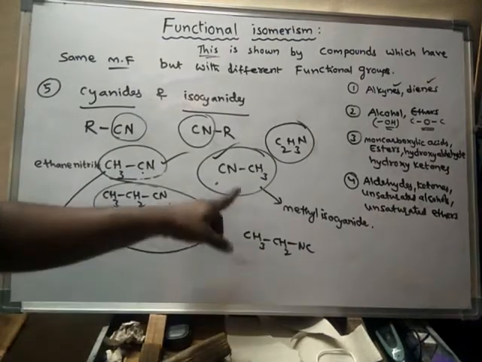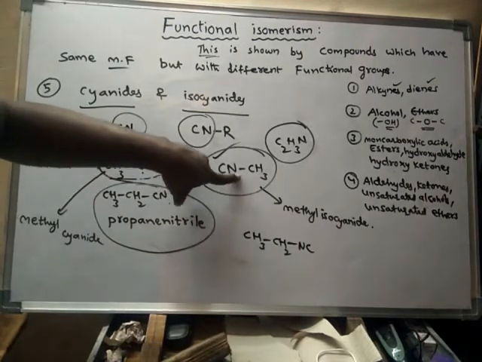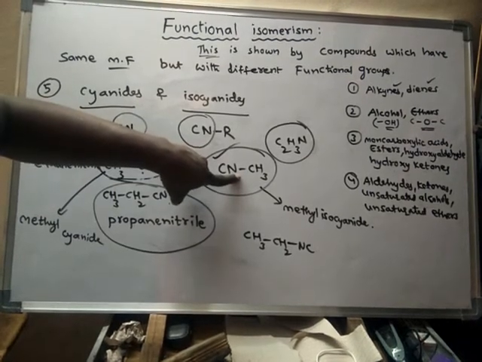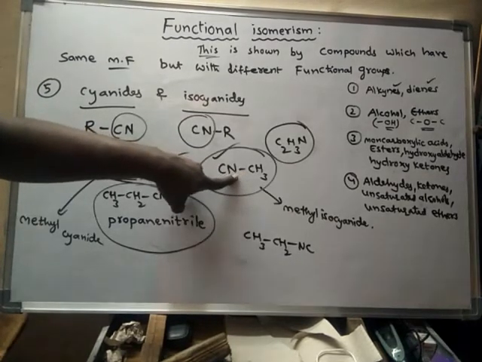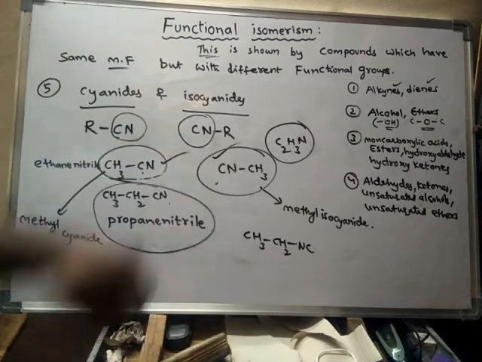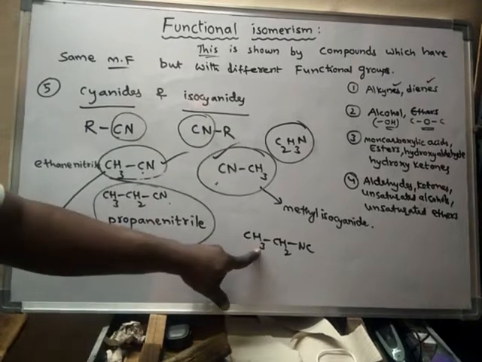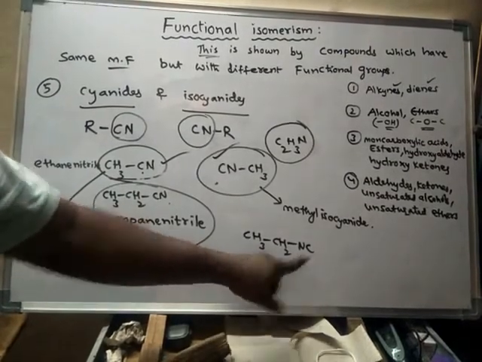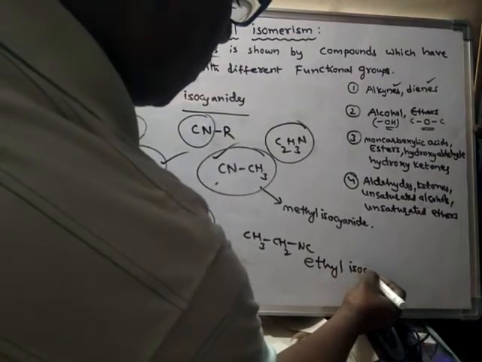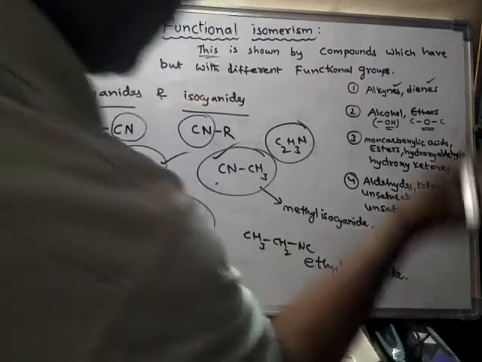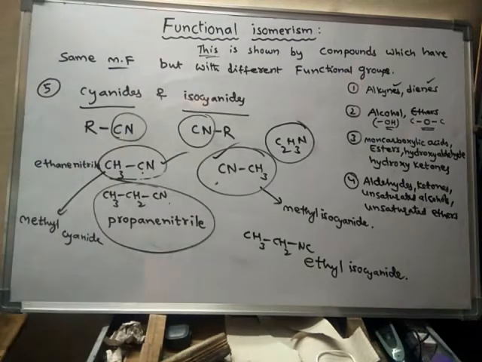Here also it is NC. So we have to proceed from the connection, from where the connection is present. From nitrogen it is connected, hence it is NC. So this is isocyanide. This is ethyl isocyanide. So that means cyanides are functional isomers to isocyanides.